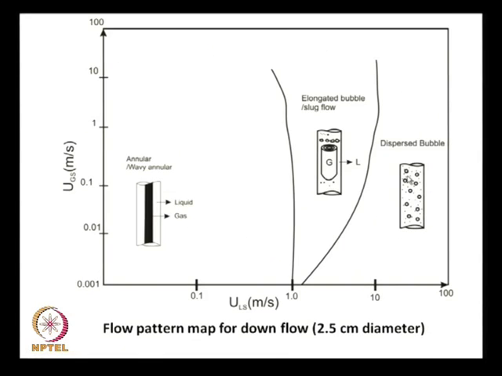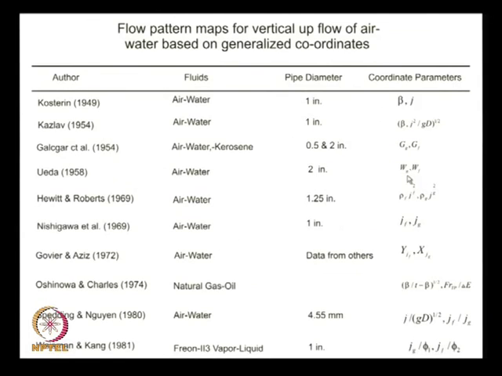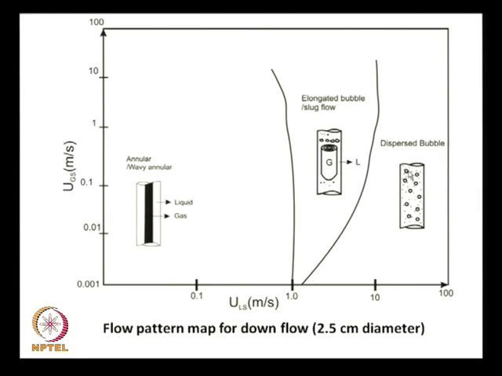Same way, people have represented the vertical flow also, where we have seen in all textbooks those particular graphs. In those graphs we find again bubbly flow, low gas, high liquid, annular, high gas, low liquid, and maybe slug and churn under intermediate conditions. And this is one for the down flow case.